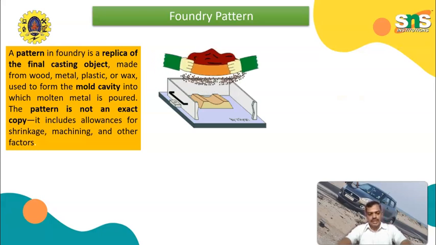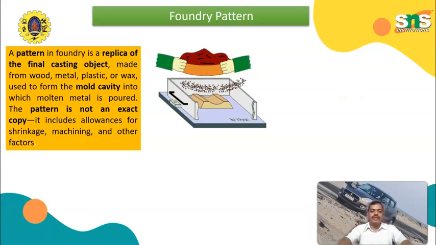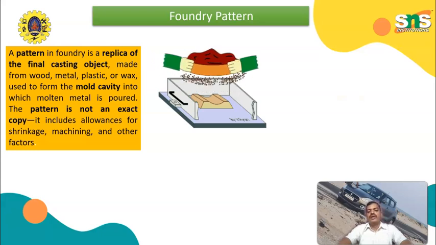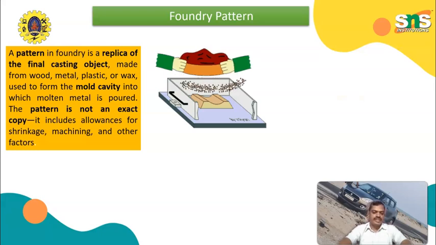Next is the sweep pattern, a rotating arm used for a large circular mold. These are the different types of patterns utilized in foundry divisions. Based on the applications and the material, these patterns are utilized for making different shapes and complex products.